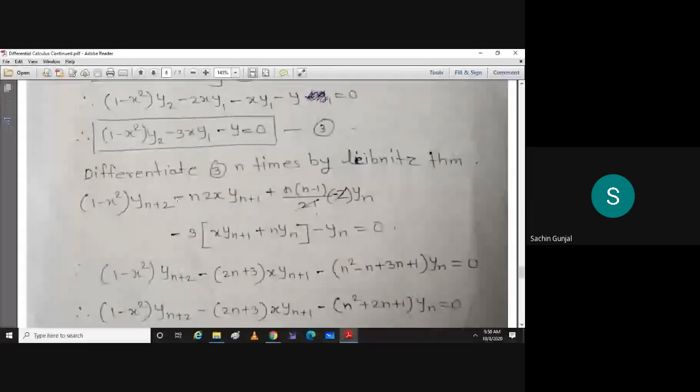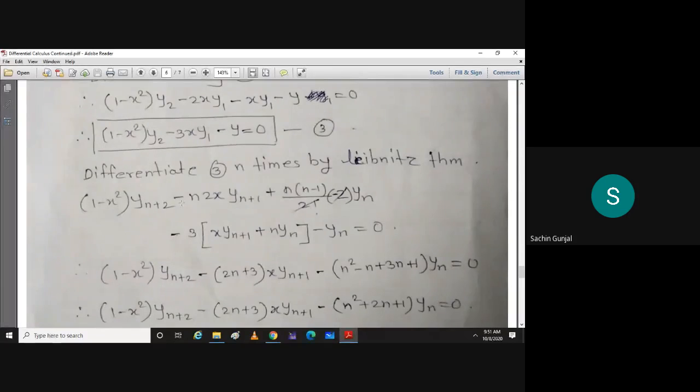Plus NC1. What is NC1? n. Okay. u n minus 1, the n minus 1 derivative of u. So u is y2. What is the n minus 1 derivative of y2? This step is important because it has some weightage in the exam also. y n plus 1. The n minus 1 derivative of y2 is y n plus 1, into the first derivative of v. What is it? Minus 2x.